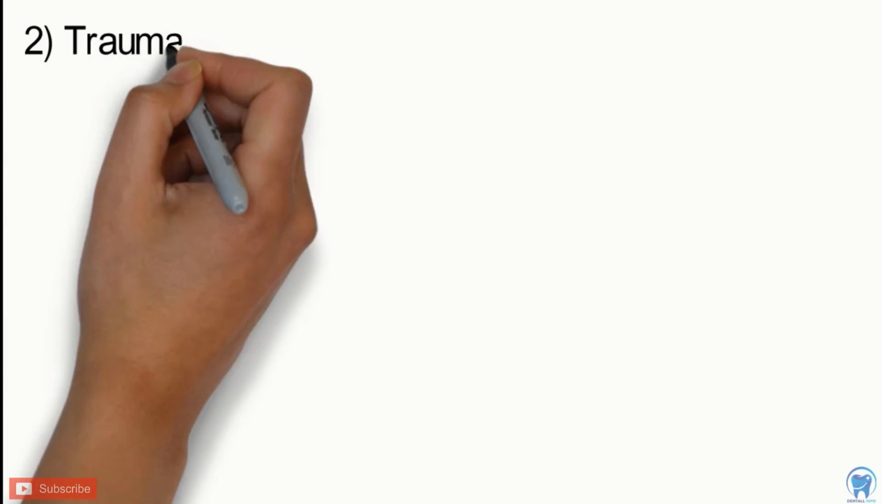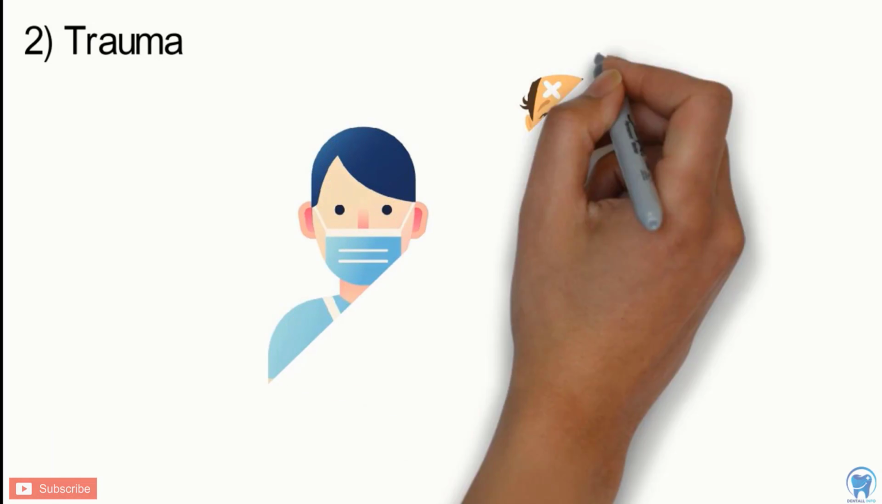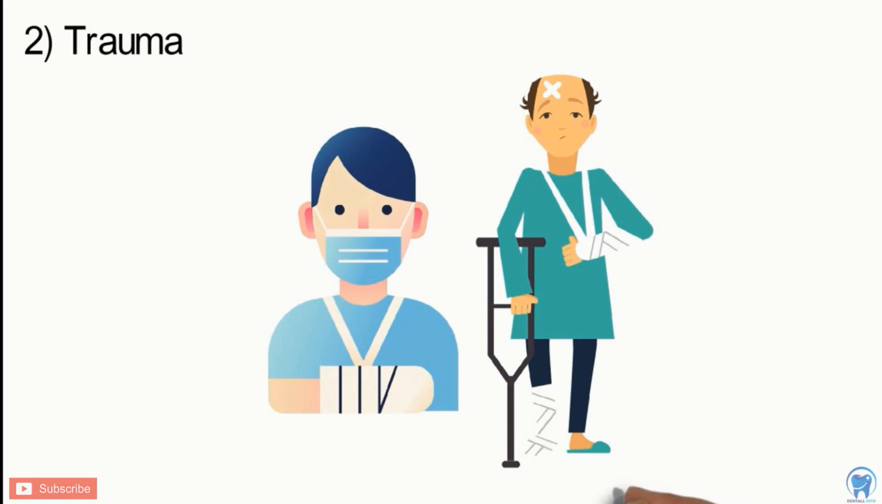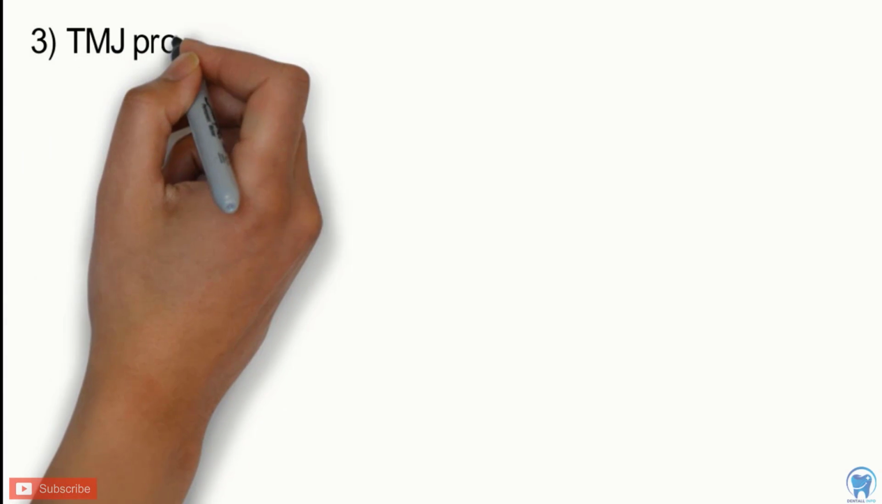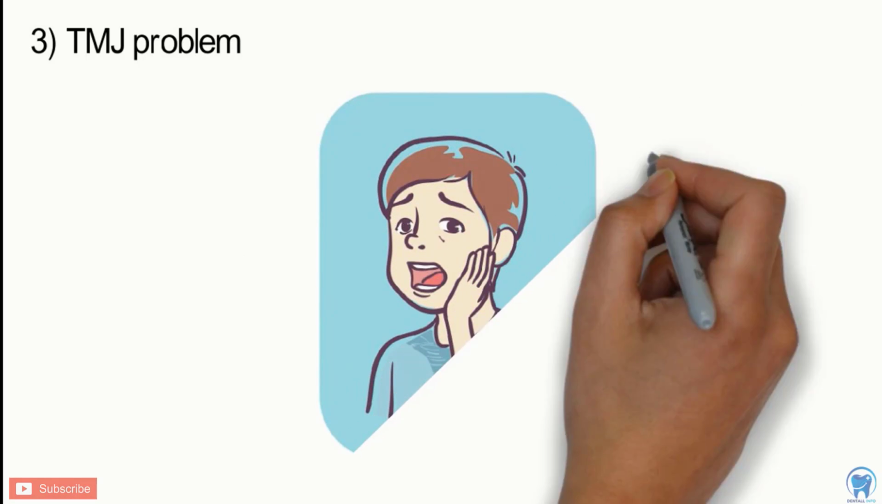Second is trauma. The sudden and frequent contacting of teeth causes trauma to the denture-bearing area, especially under the lower denture. Correcting the fitting surface of the denture will typically not solve the problem. Third is TMJ problem. The constant tooth contact will also affect the TMJ, causing soreness and pain.